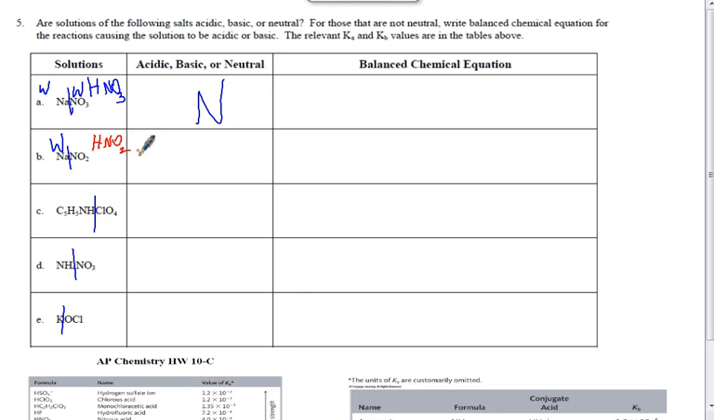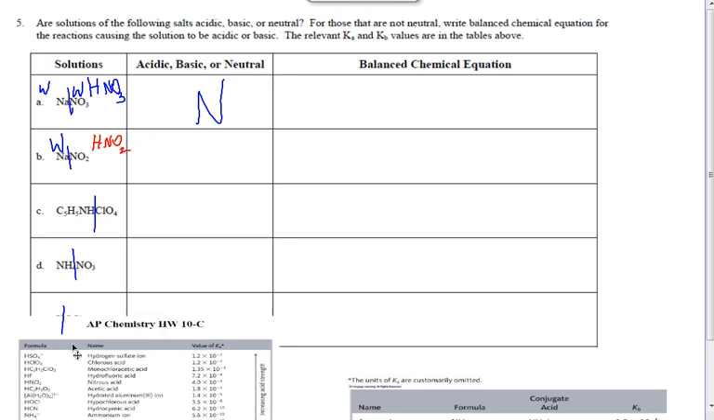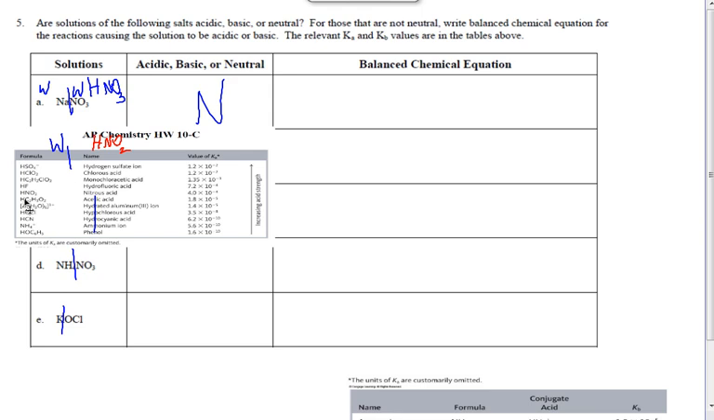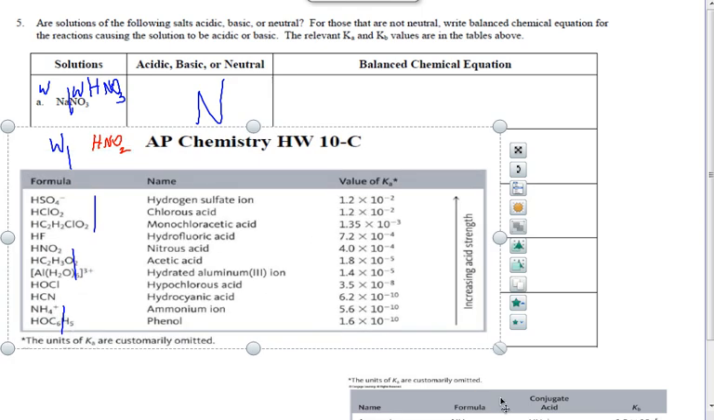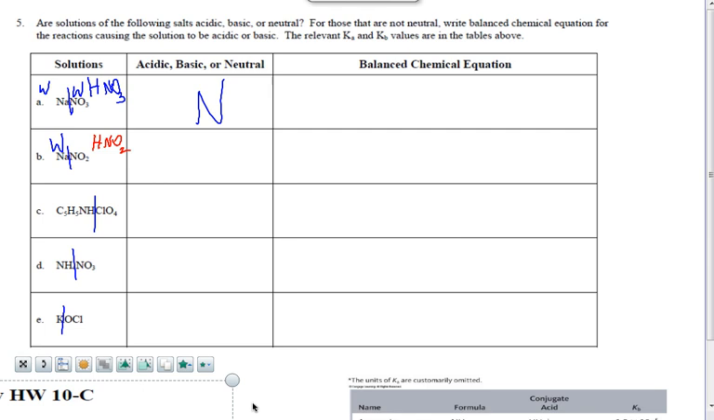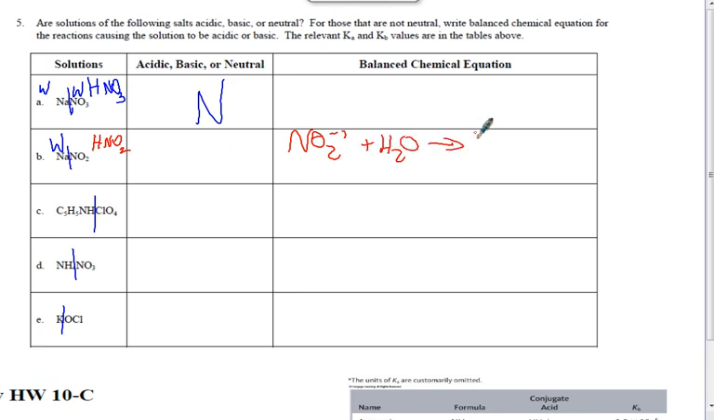Nitrous acid, HNO2. That is on this chart somewhere. HNO2, I'll make that bigger so you can actually see it. Ka is something times 10 to the minus 4. Not considered a strong acid. So, nitrite is going to steal some hydrogens. The nitrite is going to steal some hydrogens, make nitrous acid and hydroxide.